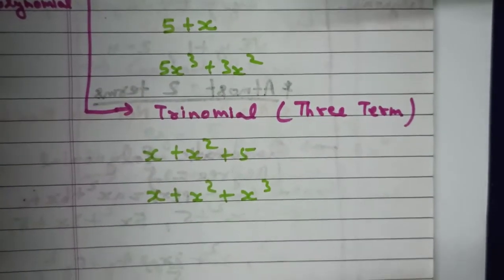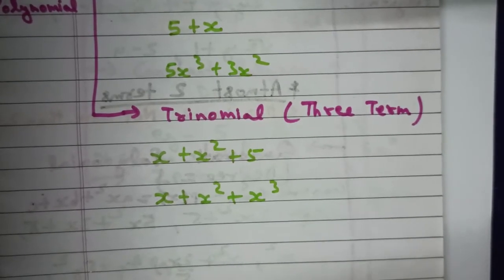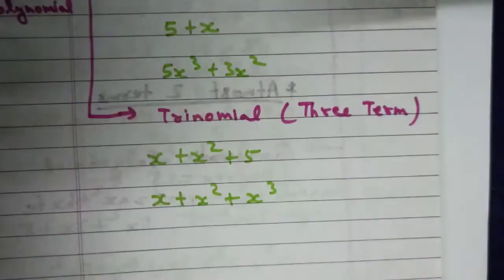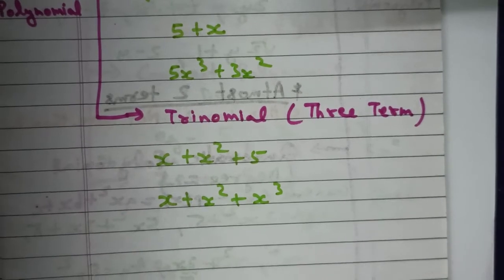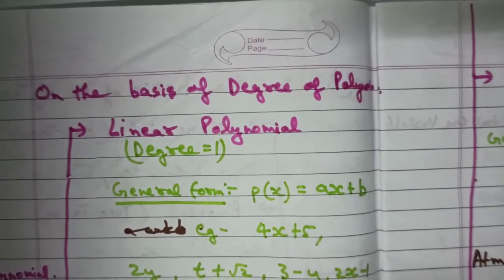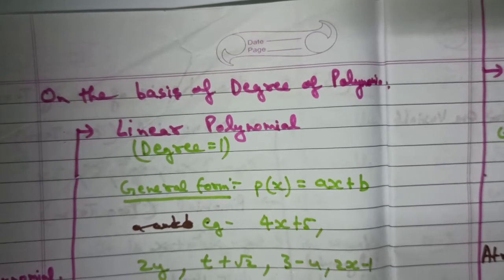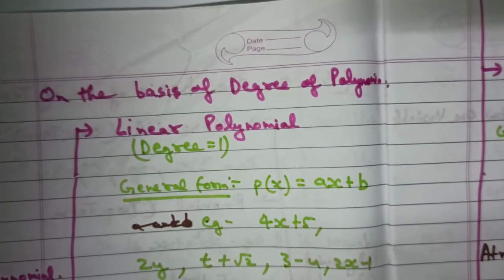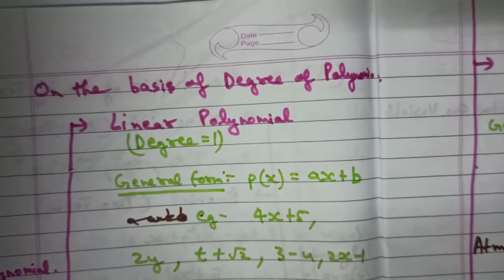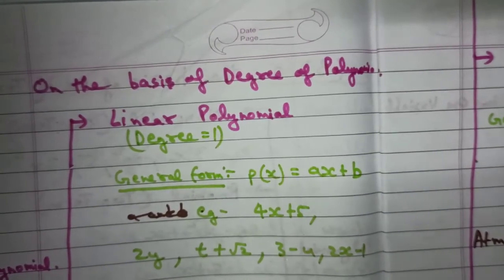Now the trinomial. x plus x square plus 5 is a polynomial with three terms. x plus x square plus x cube is also a polynomial with three terms. So like that you can classify the polynomial on the basis of number of terms. Now the third very important classification is the classification of the polynomial on the basis of degree of a polynomial. Remember, I have just told you what is a degree. That is the highest power of a variable in a given polynomial is called the degree.